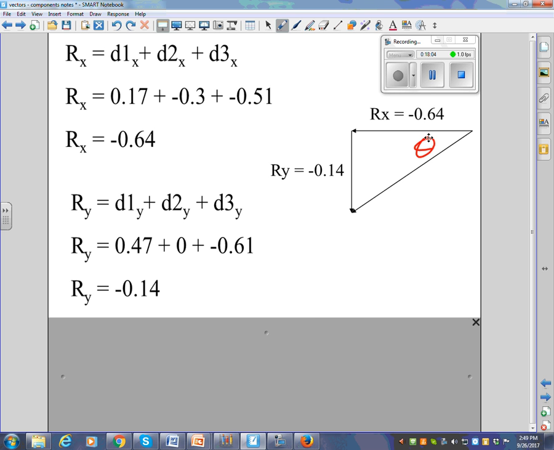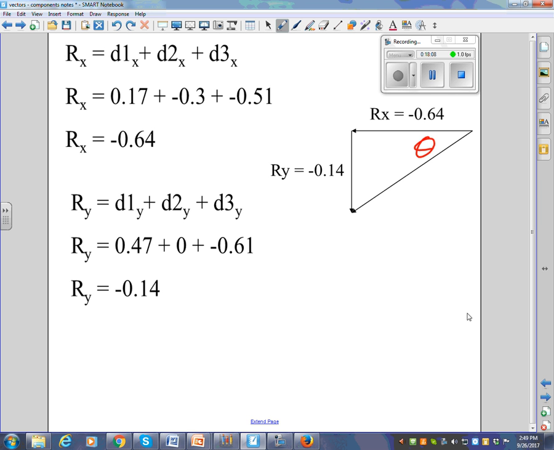Oh, it's just tan, opposite over adjacent. Can you solve it the rest of the way, you think? You should be able to.